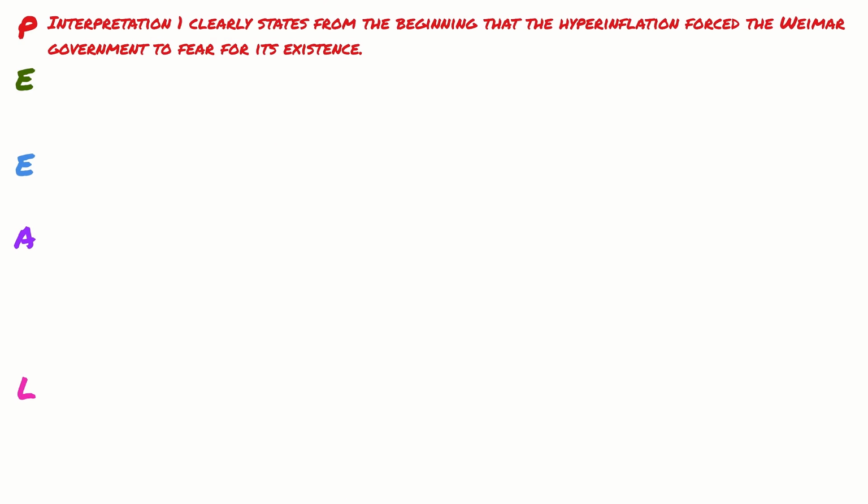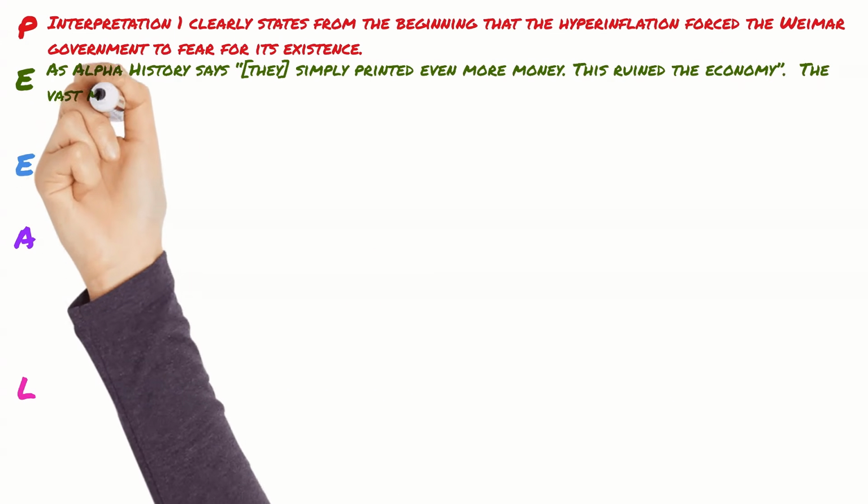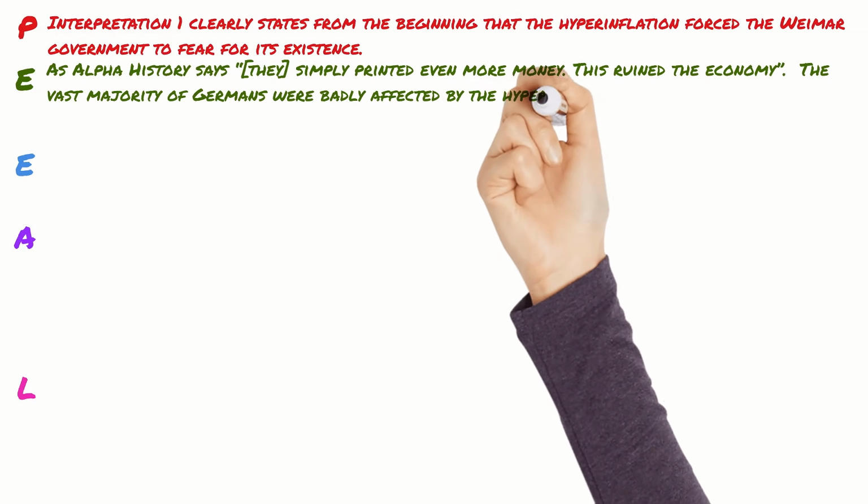Now once again, I'm going to add my evidence. Remember, this is where you tell the examiner what you know about this event while focusing on the question. So I have put, as Alpha History says, they simply printed even more money. This ruined the economy. The vast majority of Germans were badly affected by hyperinflation.